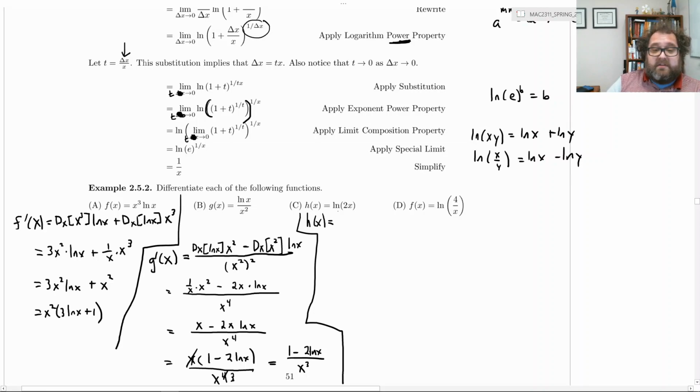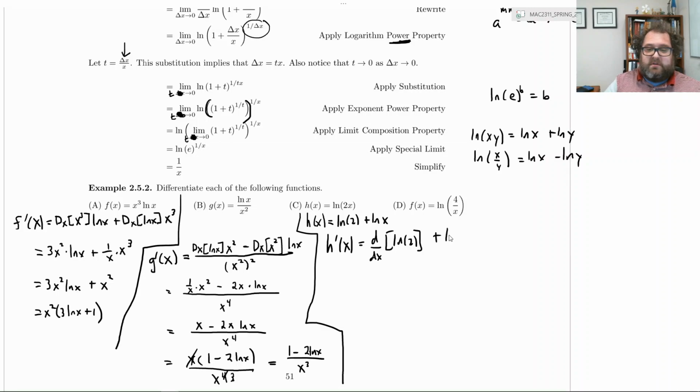So how can I rewrite the function h? Well, I could say that's natural log of 2 plus natural log of x. Guess what? It's not composite anymore. And so now I can take the derivative of those two terms individually according to the sum difference rule. So h prime is the derivative with respect to x of the first term, natural log 2, plus the derivative of that second term, natural log x.